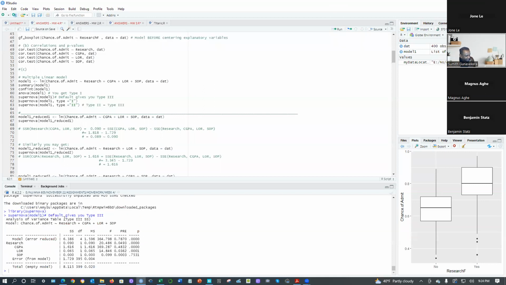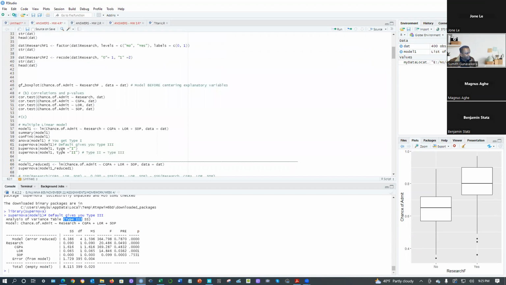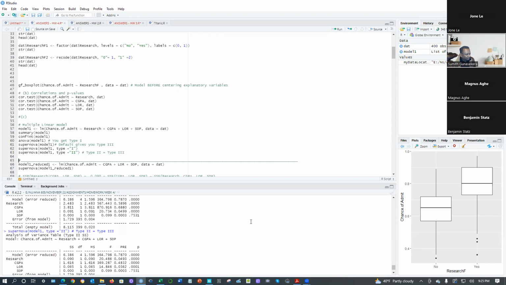They say type 3. I want to talk a little about this at this stage, since we are talking about multiple regression, all the regressions. Here, if you want type 1, the default would give you type 3. If you want type 1, you have to type in type equals 1, with Roman numeral 1. That will produce type 1 SS. If you want type 2, you go to type 2. They are not all going to produce the same value.